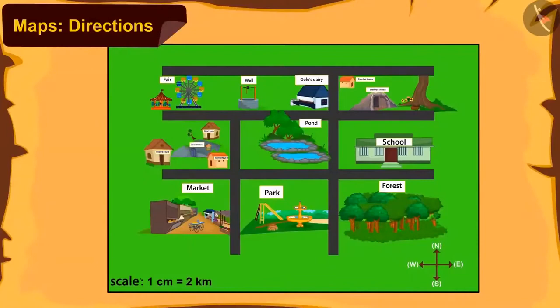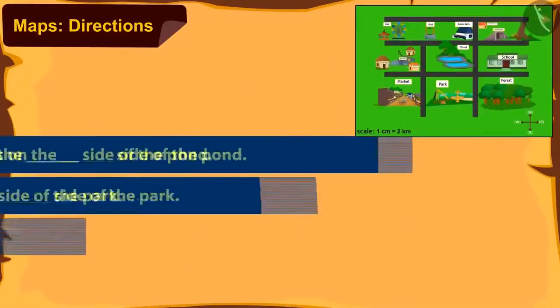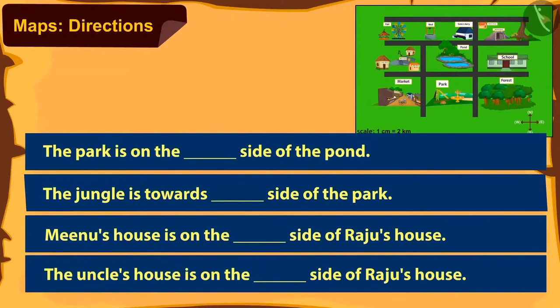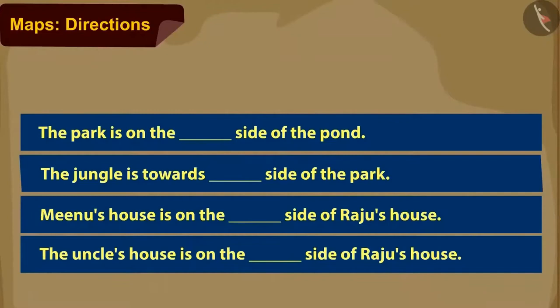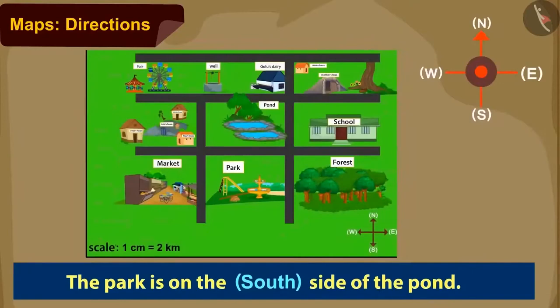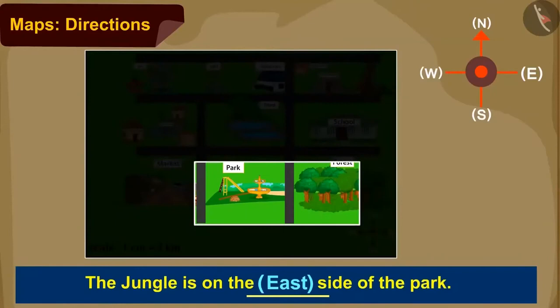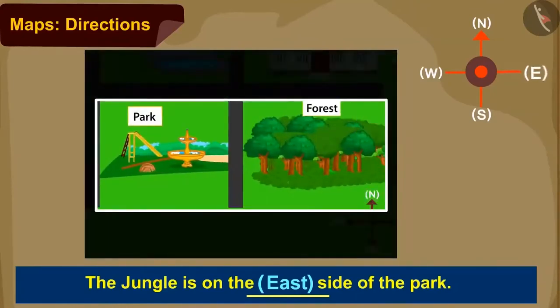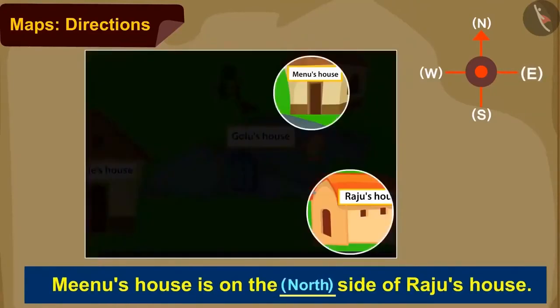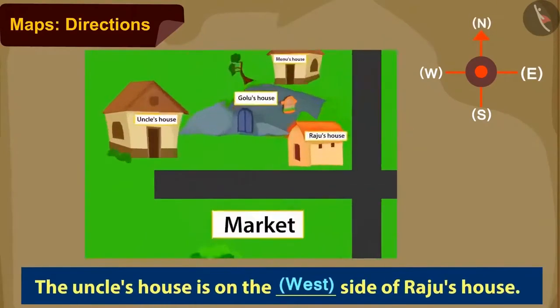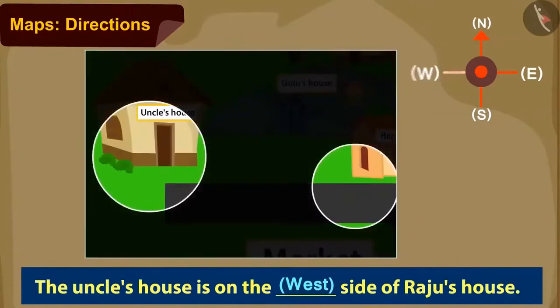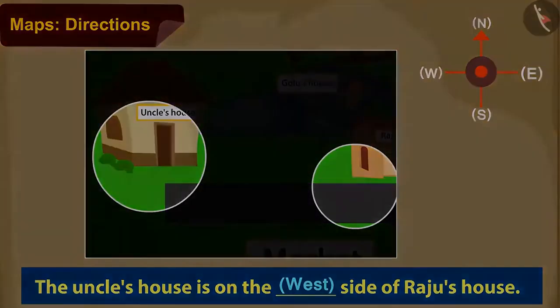Kids, can you make use of the compass to complete the table? You can pause the video to find the answer. Very nice, kids. You have answered all of them absolutely right. Park is towards south of the pond. Jungle is towards east of the park. Meenu's house is in the north of Raju's house. And Uncle's house is on the west of Raju's house.